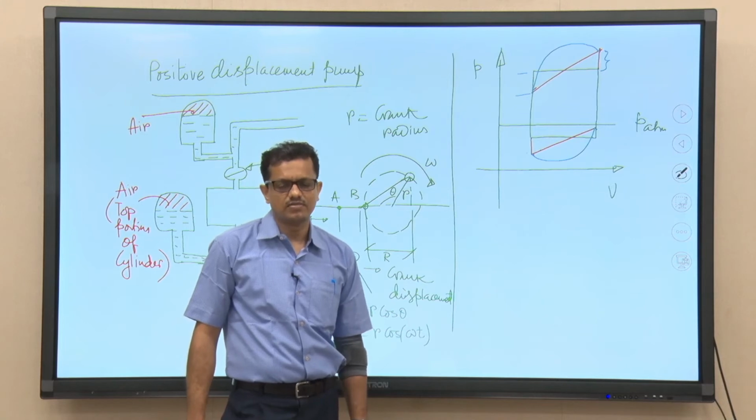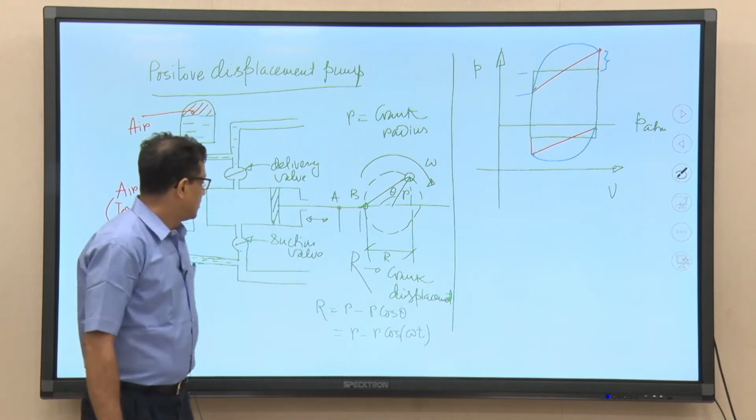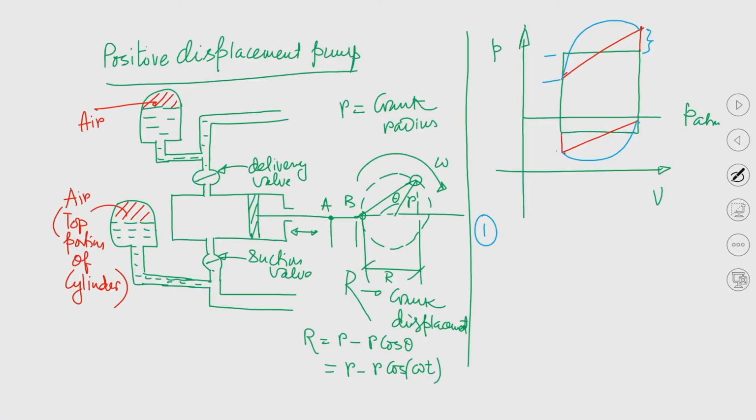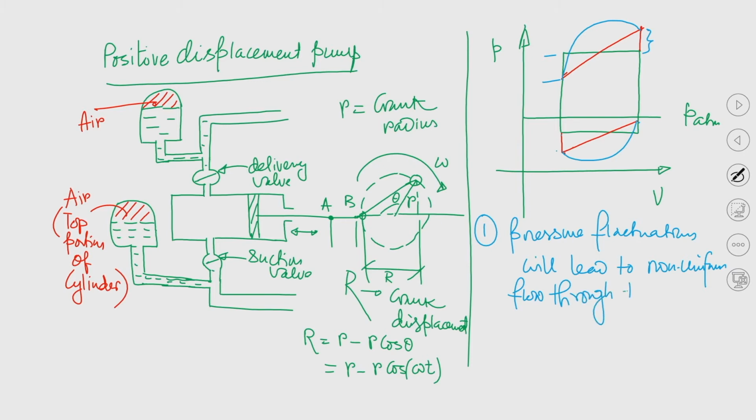Now, because of this acceleration and deceleration, it is very difficult to have a very smooth or uniform flow rate through the pipeline, right. Not only that, so first is that this pressure fluctuation will lead to non-uniform flow through the suction and delivery pipes, right. Number 2, which is very important.